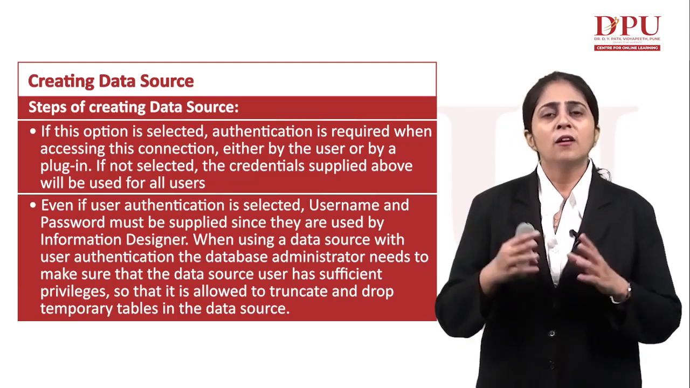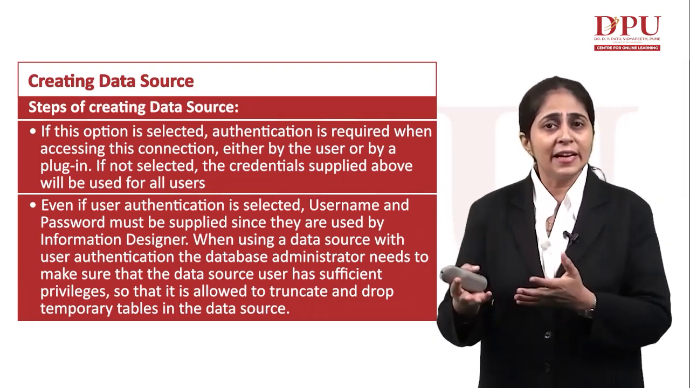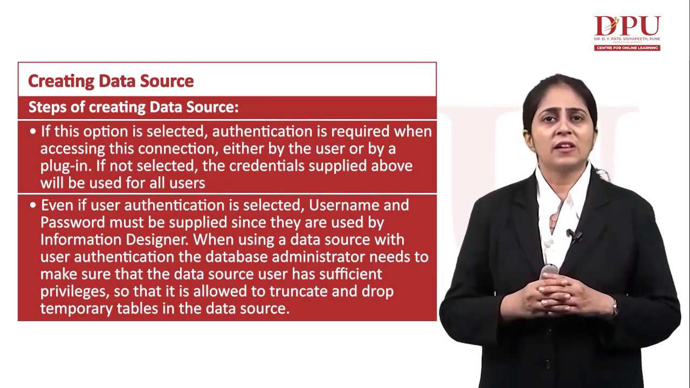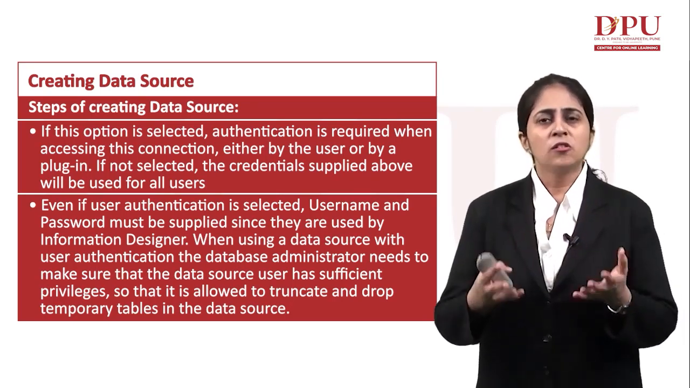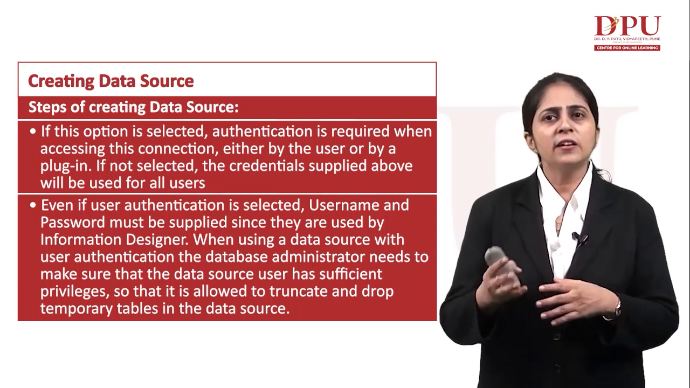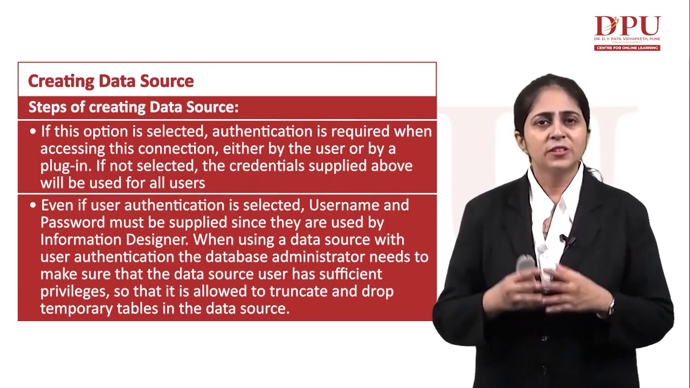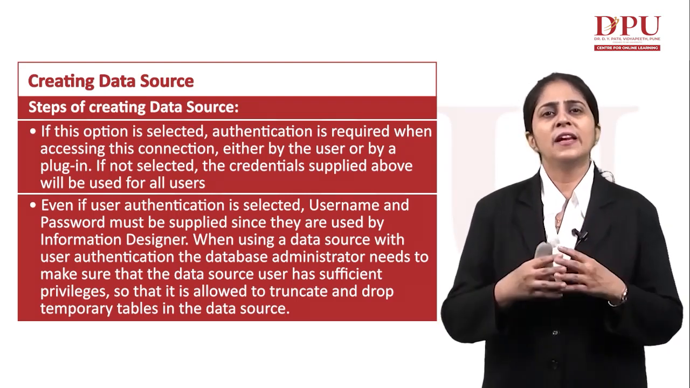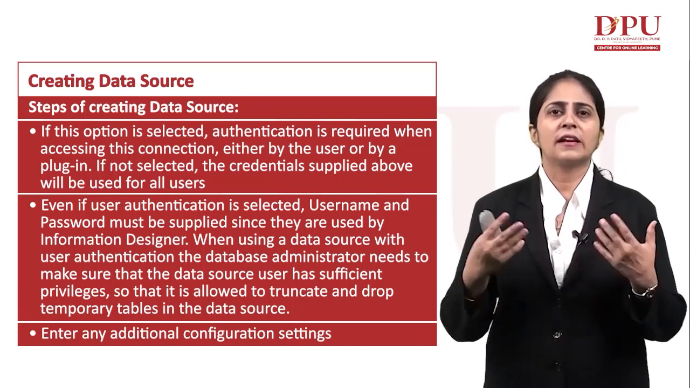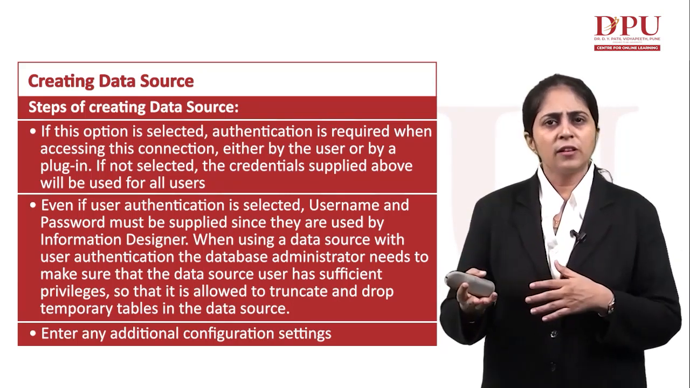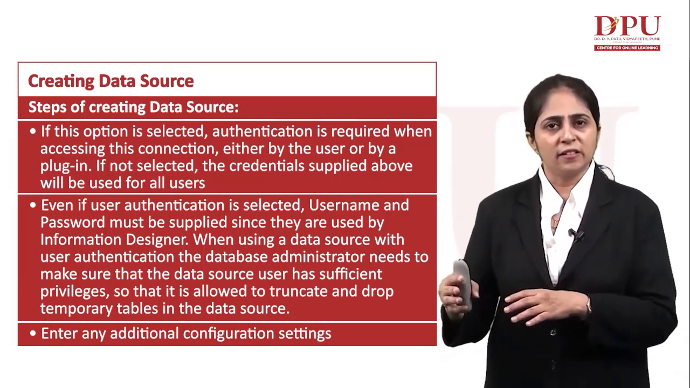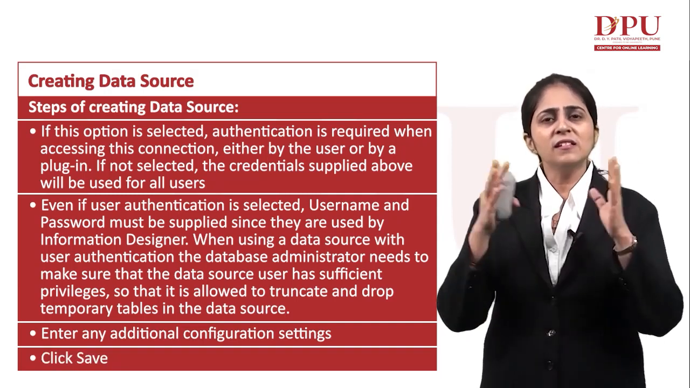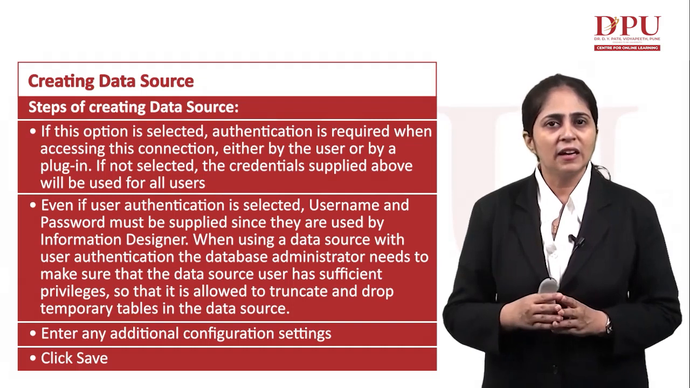So what do we require? We need to truncate or drop certain temporary tables. So our information designer should have the privilege to truncate or drop some temporary tables from the data source. That privilege has to be given. After this, we enter any additional configuration setting that is required. If any additional configuration setting is required, we will enter that. If not required, we will simply click on the save button. So this is the basic process of creating a data source.